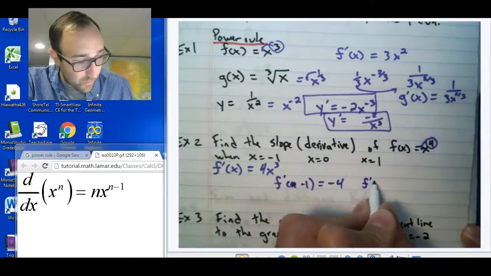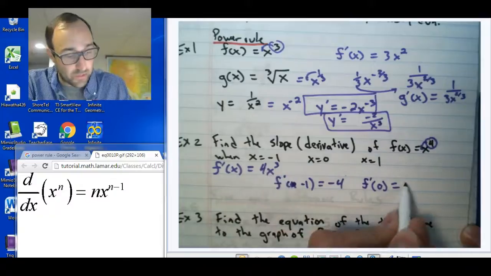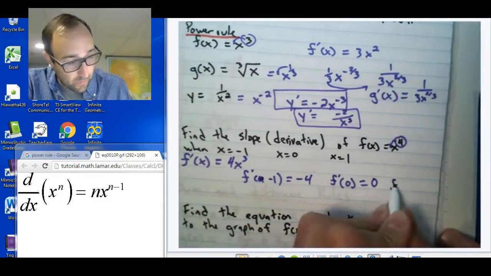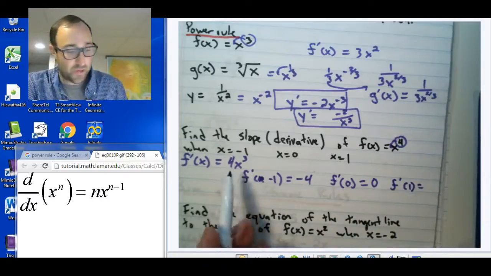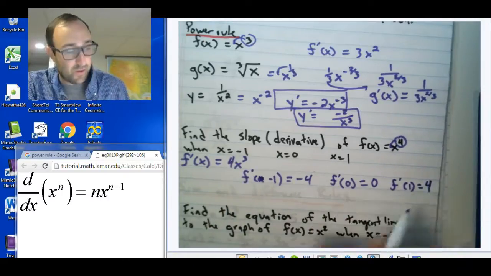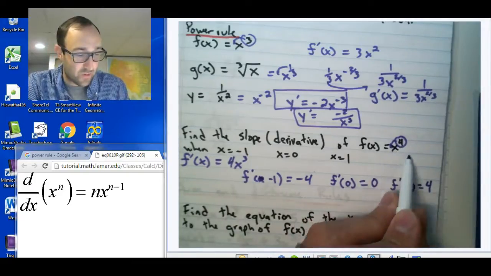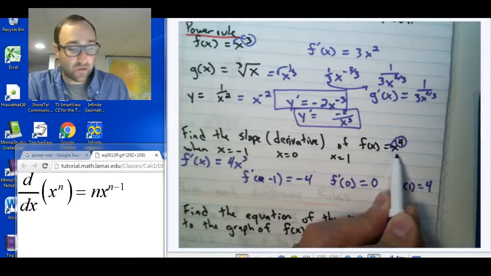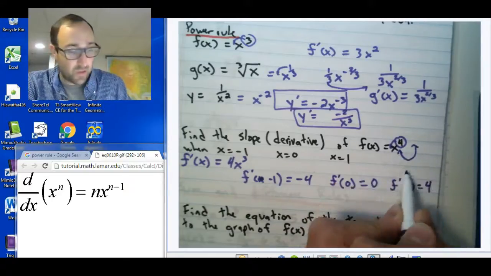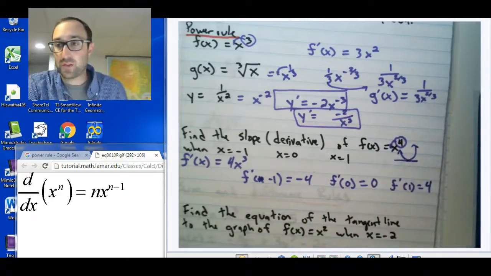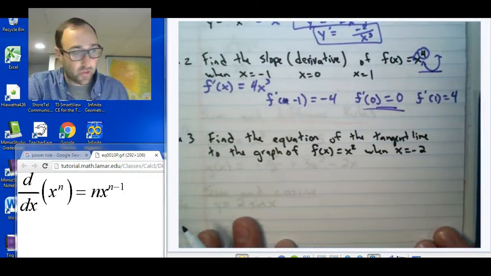f prime of 0 is going to equal 0 times 0 times 0 times 4, which is 0, and f prime of 1 is going to equal 1 times 1 times 1 times 4, which is 4. So we've got negative 4, 0, and 4, which hopefully makes sense, because you know that at 0 it's kind of where the graph is going back up. So 0 should be our slope right at 0, which we found out it is. Okay, good.